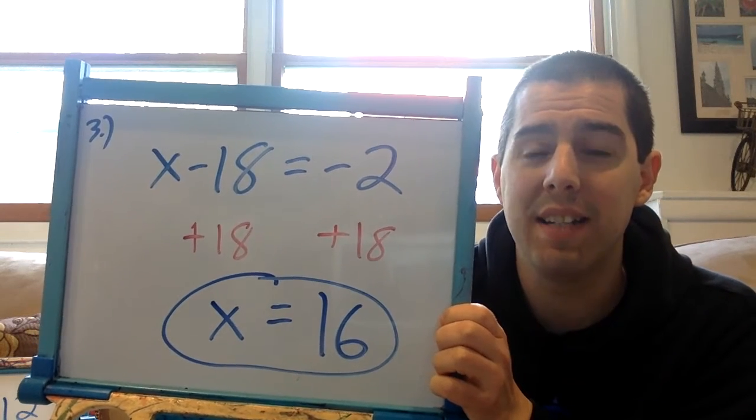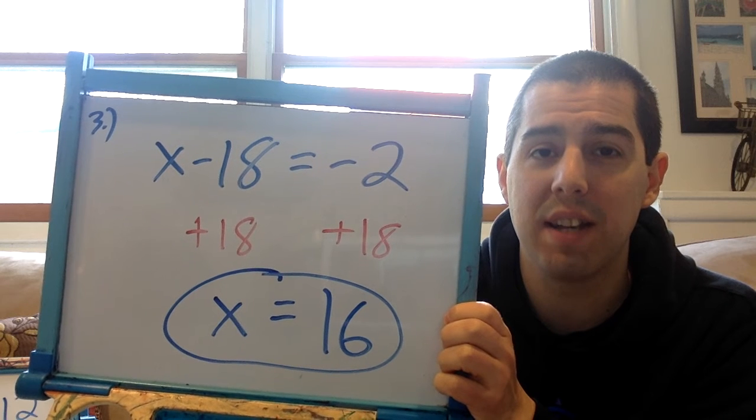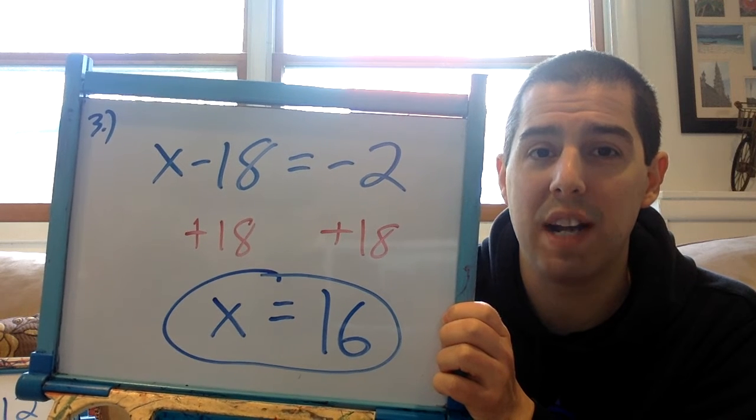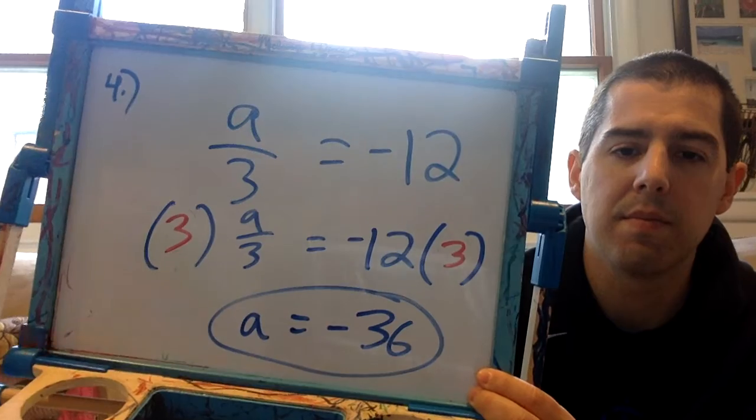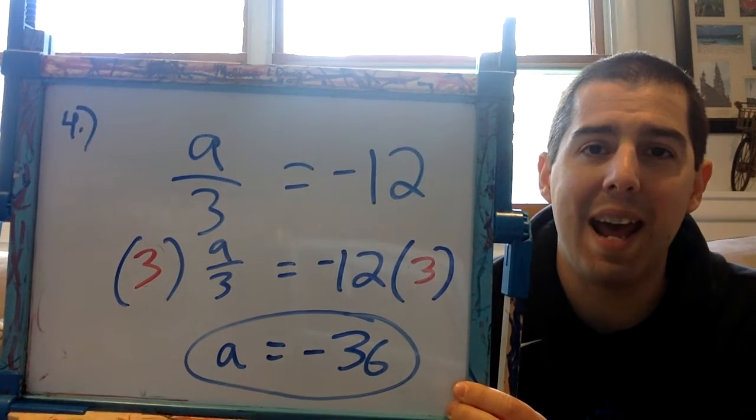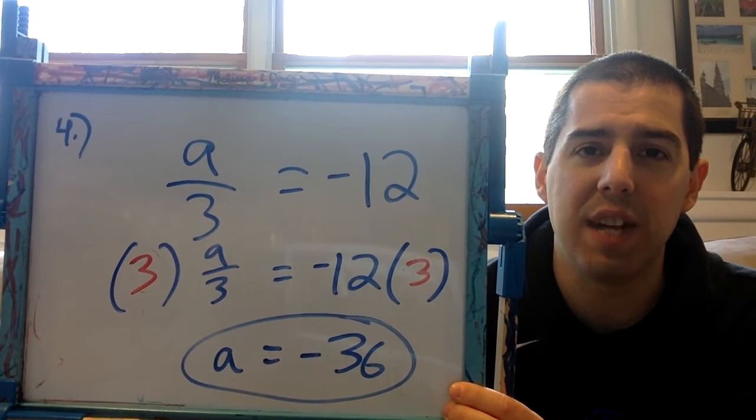Number 3, x minus 18 equals negative 2. I added 18 to both sides. On the left, I isolated the variable. On the right, I balanced the equation. X equals 16.